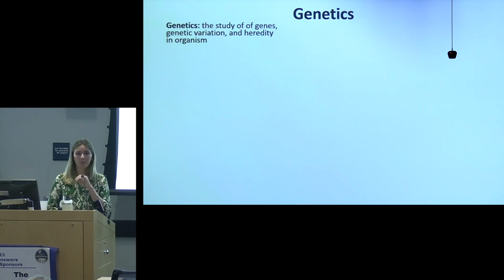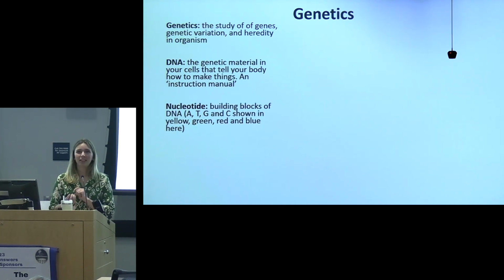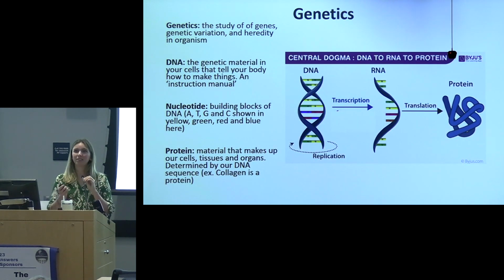But first, I'm going to give you a little background biology. Genetics is the study of genes, genetic variation, heredity, how things are passed down from generation to generation. Your DNA is the genetic material in your cells that tells your body how to make things. You can think of your DNA as an instruction manual. So if the instructions are wrong, no matter what you're trying to make, it's not going to be perfect. And nucleotides are the building blocks of DNA. The A, T, G, and C, right here in the image, make up your DNA.